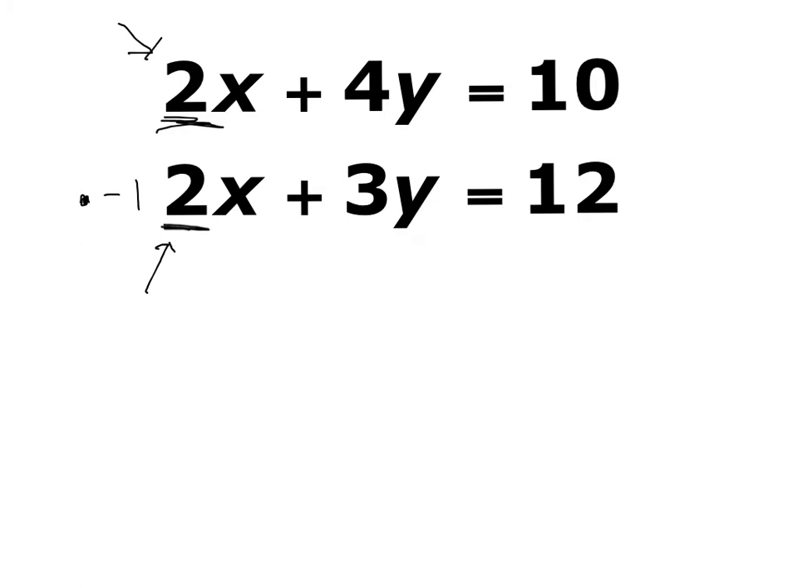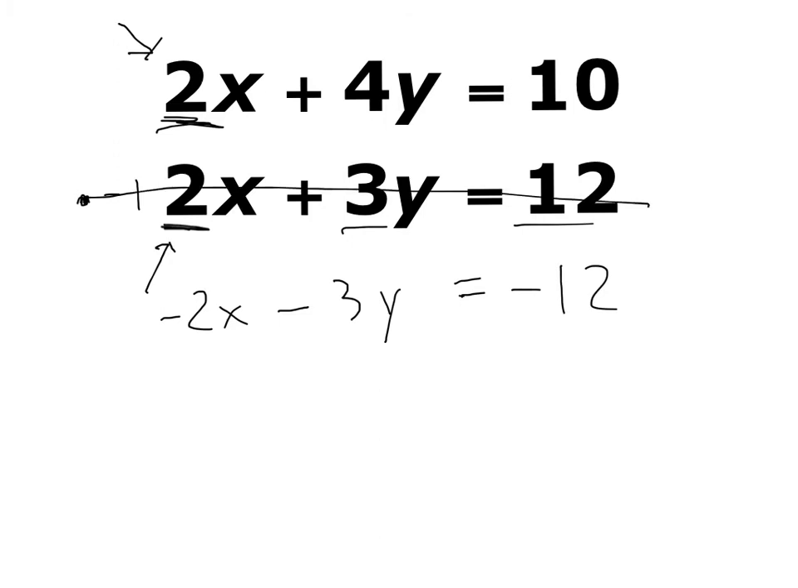So 2x times negative 1 is negative 2x. Negative 1 times 3y would give us negative 3y. And 12 times negative 1 would give us negative 12. Okay, so this now becomes your equation. We don't have to use this guy anymore. Now that we have them in the same column, we have a coefficient that's the same but opposite sign, we can go ahead and add these.